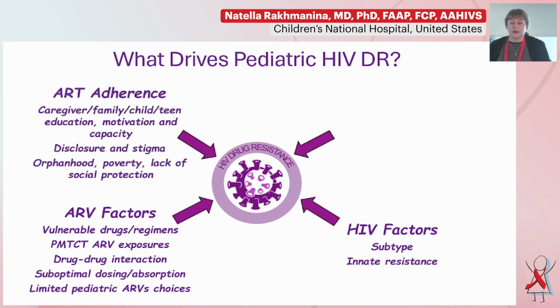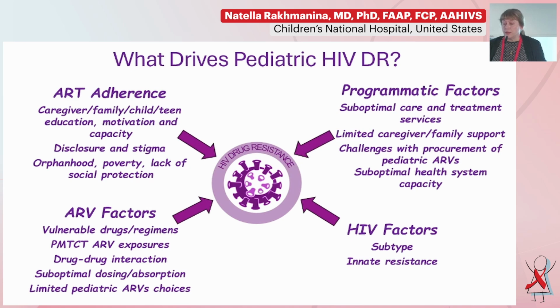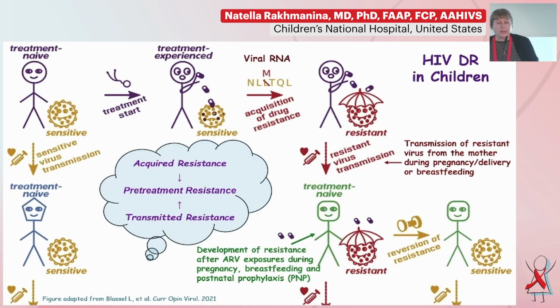Well, bigger even than ARVs is ART adherence. We know that caregiver, family, child, or teenage education, motivation, and capacity are of paramount importance. We know of the huge elephant in the room, such as disclosure and stigma, and multiple social and economic factors impacting adherence. And finally, another very big factor is programmatic factors, for which we are responsible, and those include suboptimal care and treatment services, limited caregiver family support, challenges with procurement of pediatric ARVs, and suboptimal health system capacity.